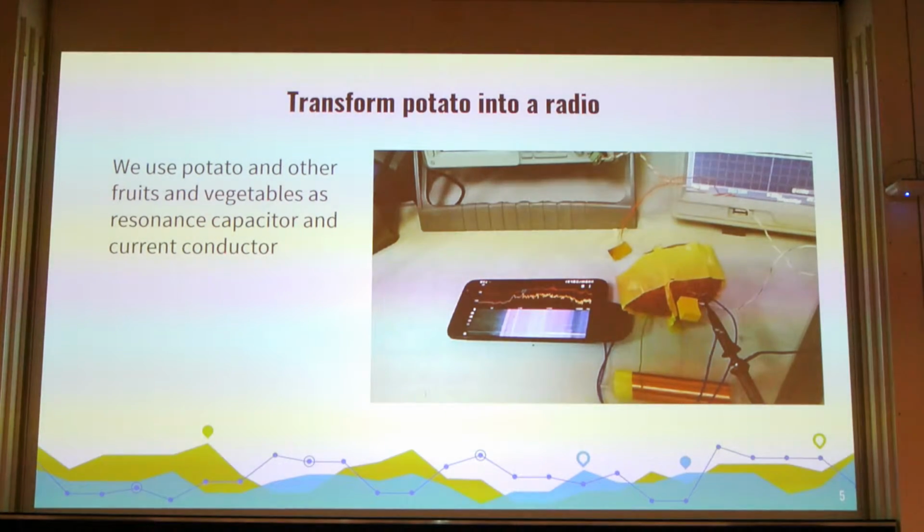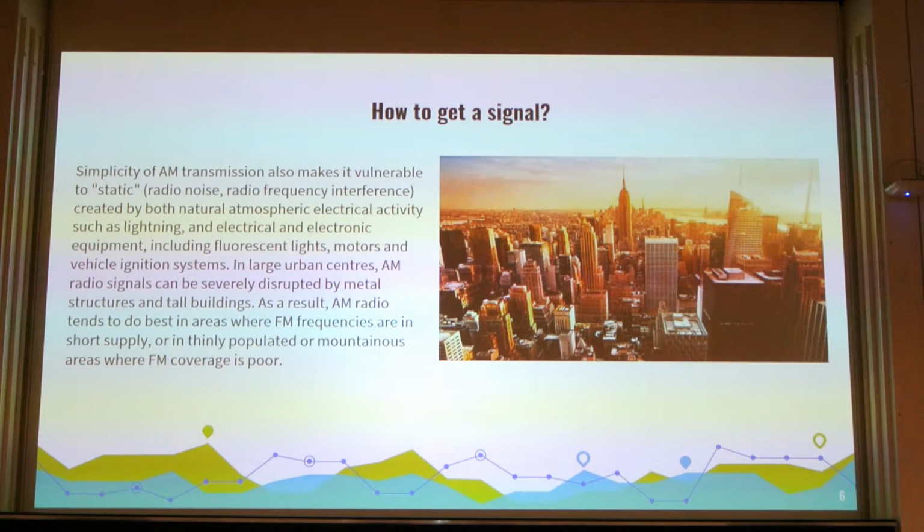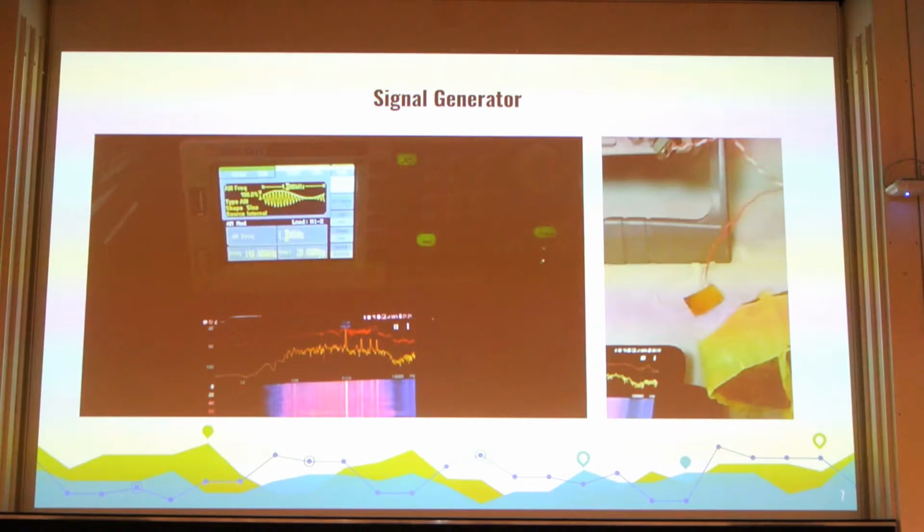Why do we use a signal generator? So why did we switch from AM radio to FM radio? Because AM radio depends on the amplitude of your signal, and while you are in a city, there are plenty of metal things that make your signal bad, and it's very hard to catch the AM radio signal in a city. So we made our own broadcast center.